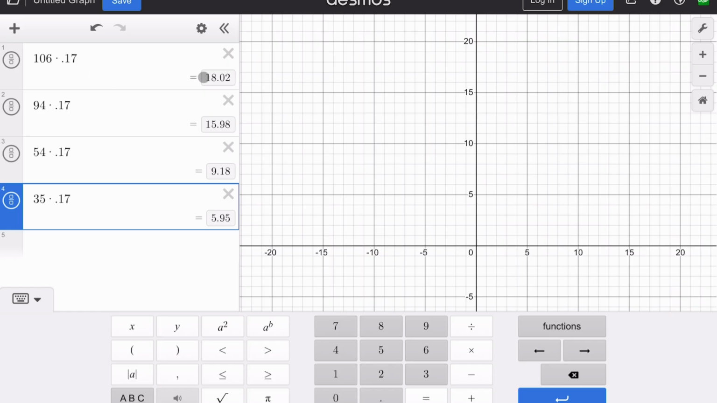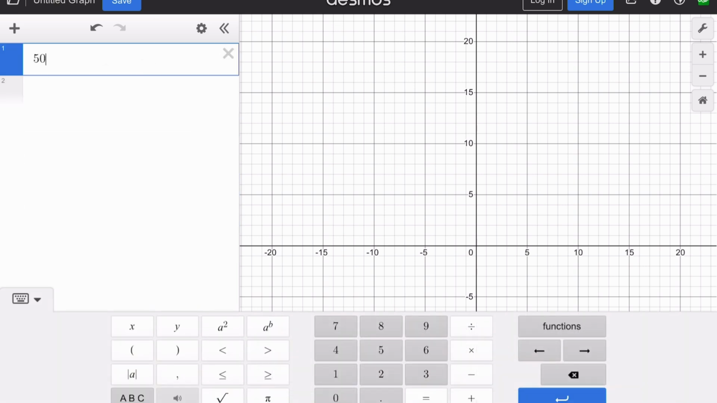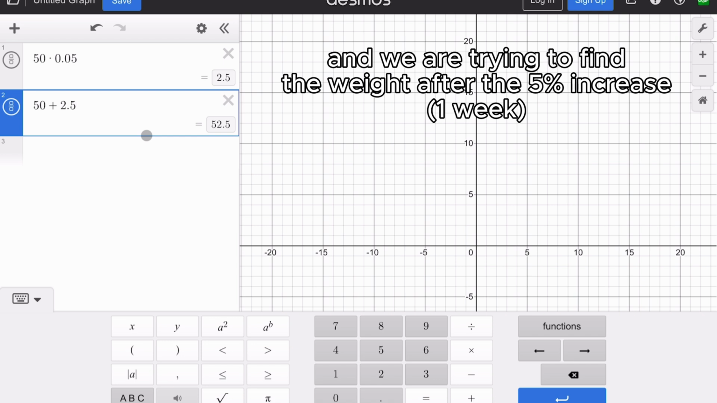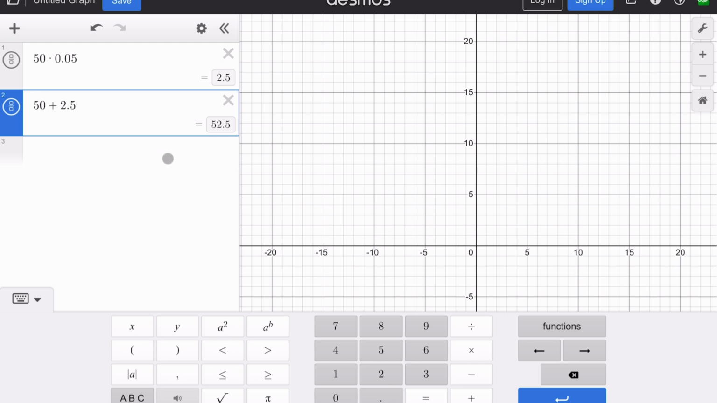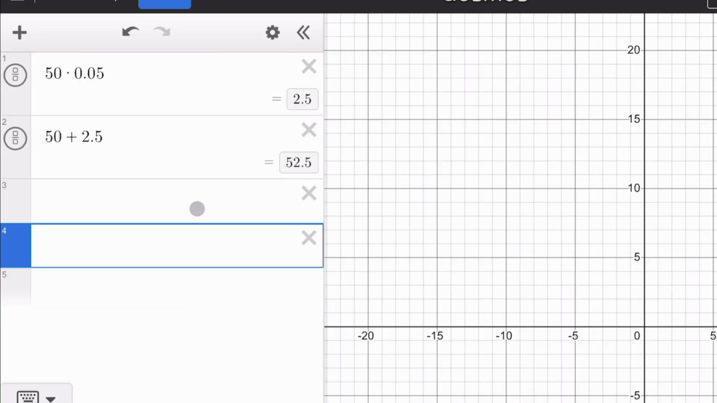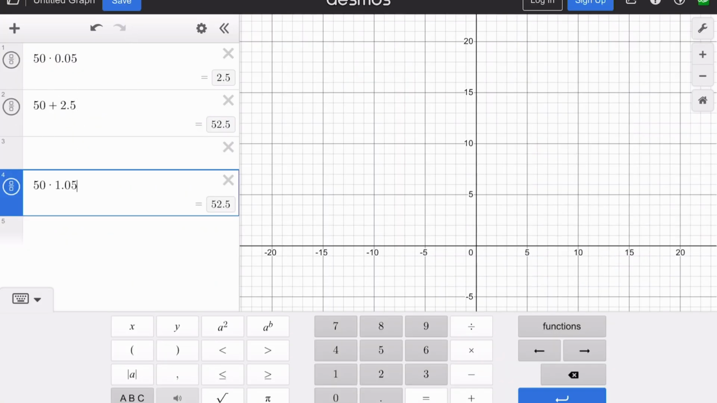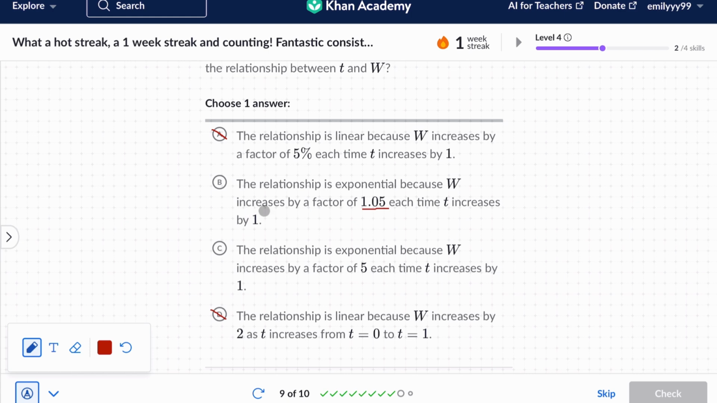I can show it in the calculator. Let's say 50 times 0.05, 5%. You're trying to find the weight, so you would have to add 50 plus 2.5. That's the weight after 1 week. So 1 week from being 50, it would be 52.5. But instead, we can just do 50 times 1.05, and that's already going to give us 52.5, and we don't have to do that extra step. So it's the same thing, and T increases by 1. So B looks like it's going to be the correct answer.